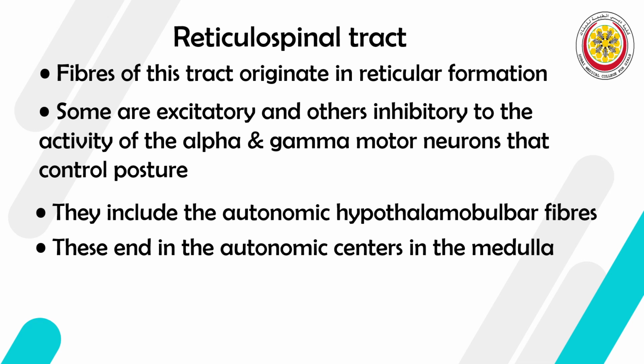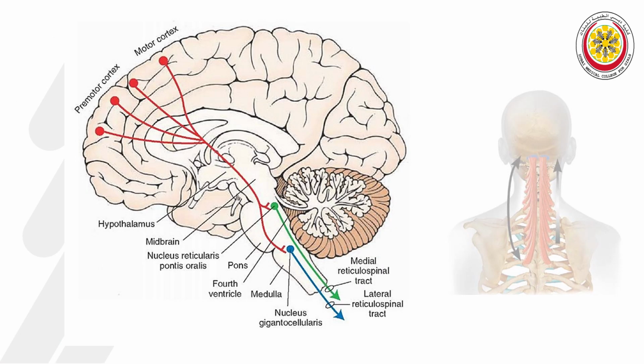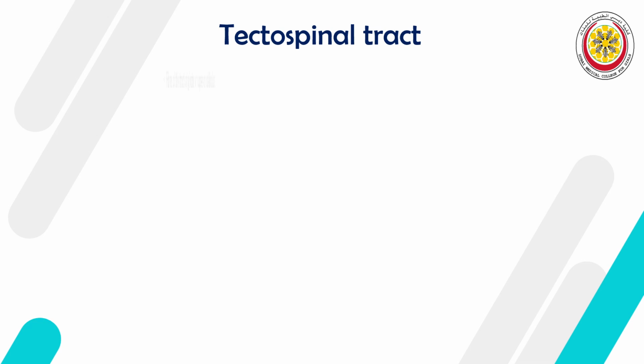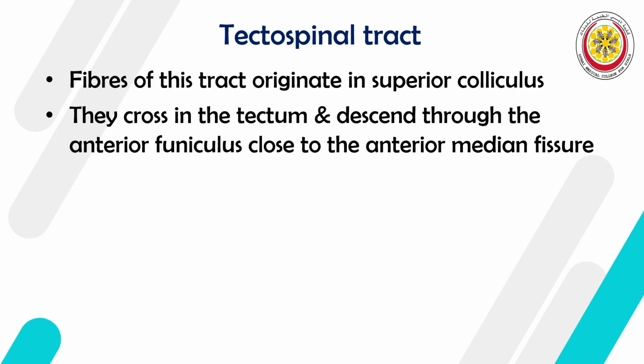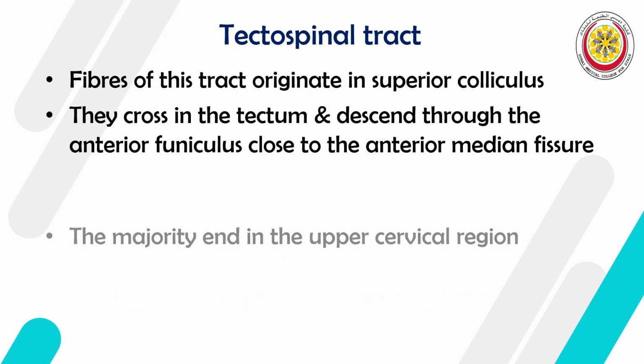So anyhow, there are these centers in the medulla, and they receive fibers through these. The reticular nucleus in the pons and the gigantocellular reticular nucleus in the medulla both of them receive corticoreticular fibers, and from there we have the reticulospinal tracts. One of them is pontine and one is medullary.